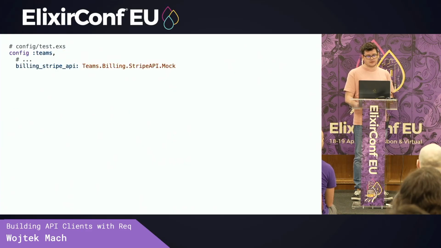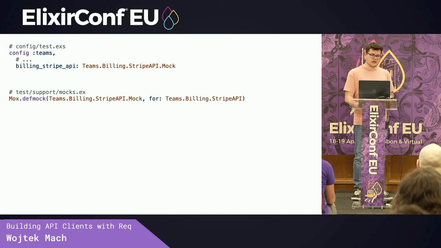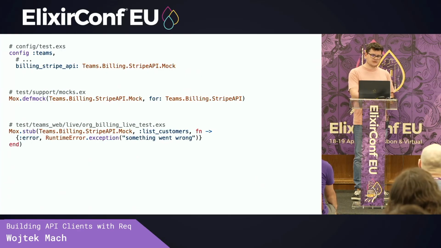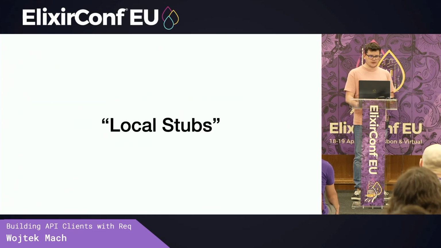And then in the tests, what we can do is change the application environment to use a mock implementation and use something like Mox to swap the implementation in tests. In a test, we may do something like this: Mox stubs the list customers function to return an error. This way we can see what our system does when it encounters errors. So I think explicit contracts are a very nice starting point. There is real value in making that important part of your application explicit.